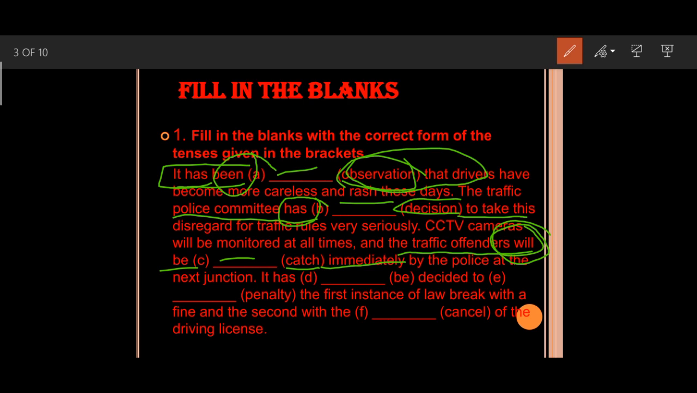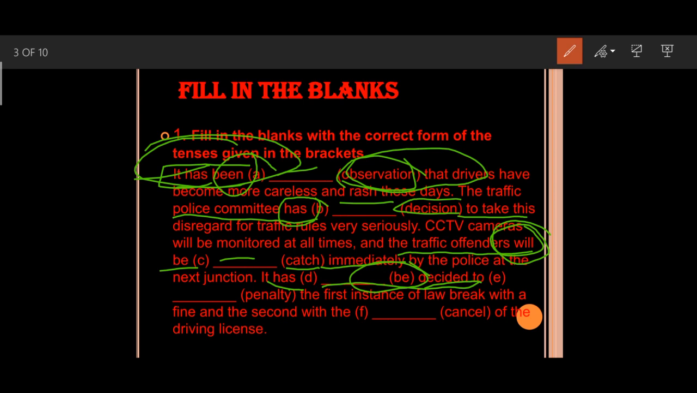Next, D. It has dash decided. Now, do you remember when I told you at the start that when it was past, you will use past? See the first line here: it has been observed. Here it is: it has dash decided. Exactly the same here and here. So obviously it will be it has been decided. The past. All right. Let's move forward.